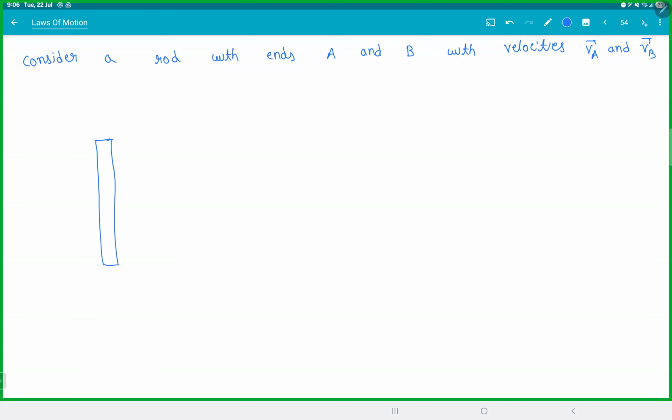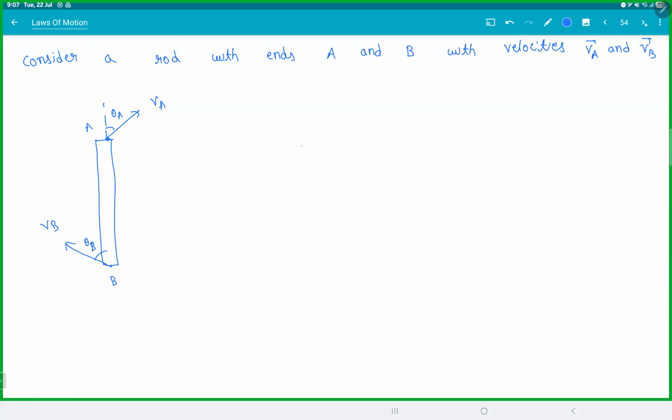So let's say we have a rod here. This is A. This is going with VA bar. It's a thin rod. This is going with VB, and let's say this angle is theta 2. So you might think, how can a rod have velocities like this?